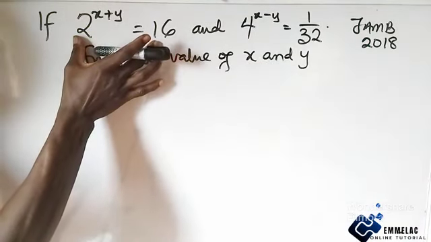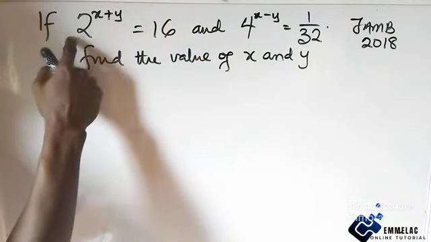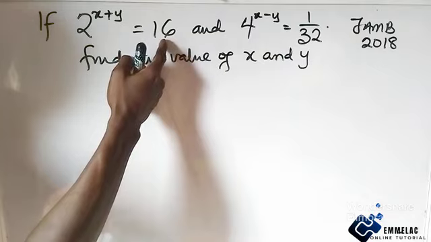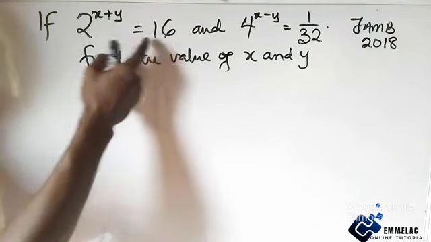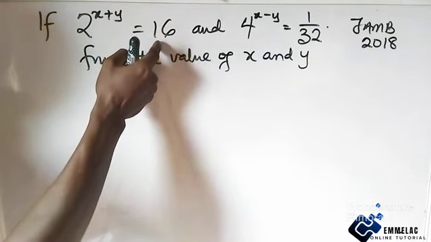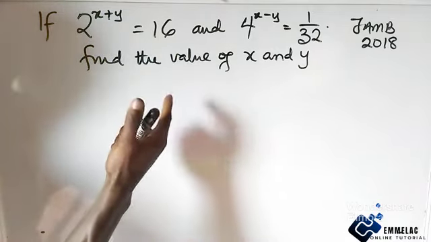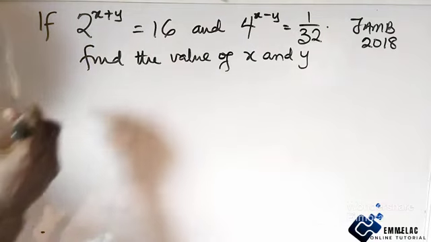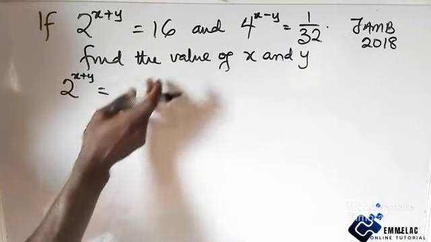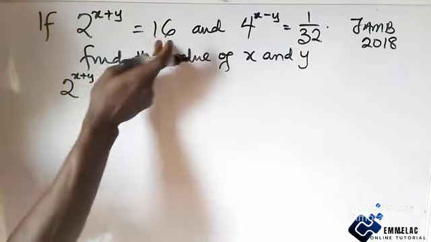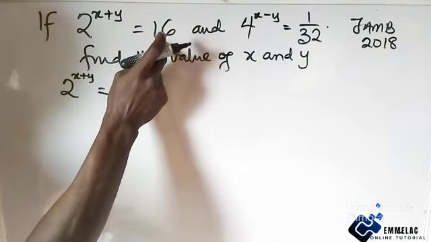Alright, now looking at this, the first thing we need to do is to consider the two bases, both on the left hand side and on the right hand side. Now, what is the factor that connects the two bases? It is 2. Since we know the factor, we have to change this to the same base on the left hand side so that we'll be able to simplify it further. So here we have 2 raised to the power x plus y equals, now changing this to a base of 2, we'll have 2 raised to the power what? 4, because 2 raised to the power 4 will give you 16.